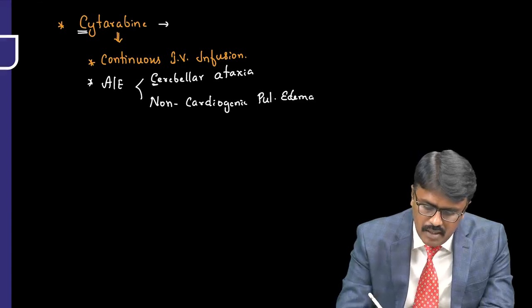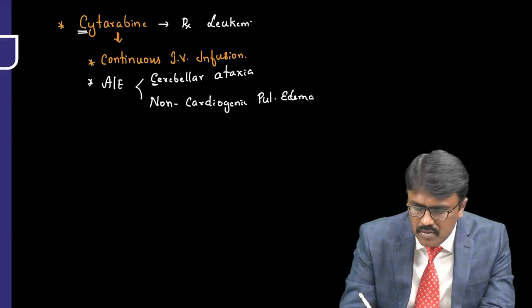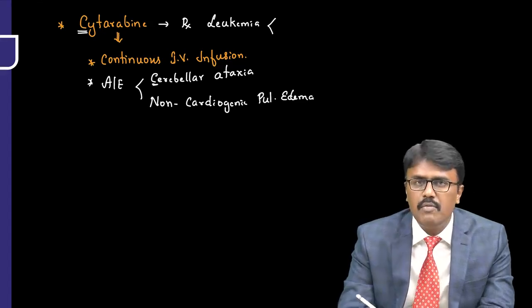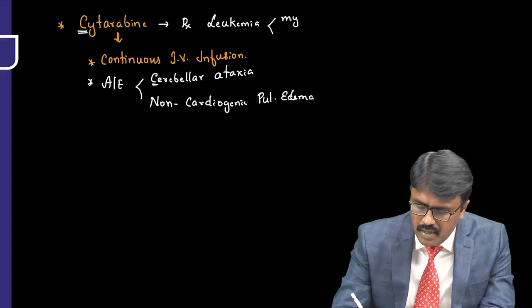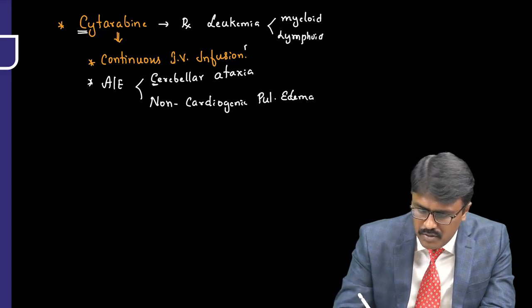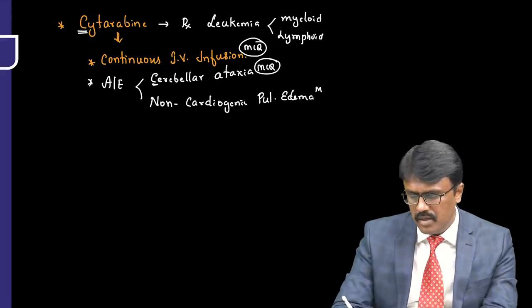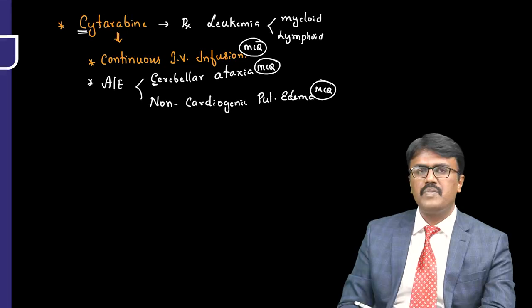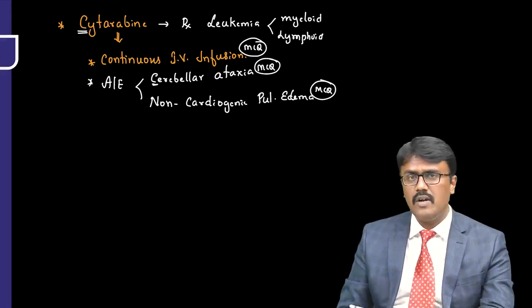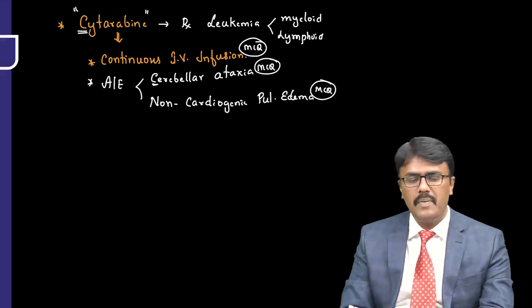Now cytarabine can be used to treat mainly leukemia. Which leukemia? It can be used to treat both myeloid and lymphoid leukemia. But the only thing is, it is given as a continuous infusion. This is a question asked. Cerebellar ataxia is a question asked. Even non-cardiogenic pulmonary edema, this question has been asked with this drug. Cytosine arabinoside, also called Ara-C. It is cytarabine, a pyrimidine antagonist.